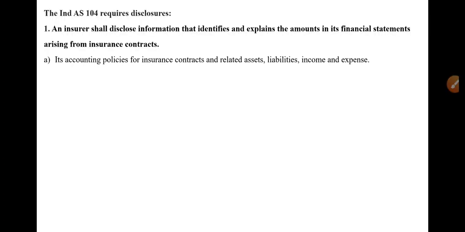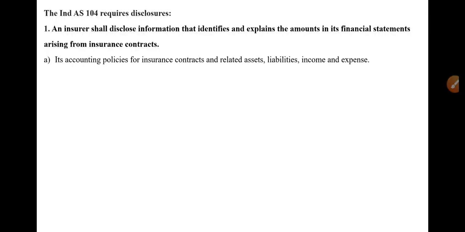the amounts in the financial statements, the information which exists in the financial statements, so that will be identified by certain things, and which will explain the amounts in the financial statements of insurance companies regarding insurance contracts. Okay, so that has to be disclosed to the interested parties. In that, its accounting policies for insurance contracts and related assets, liabilities, income and expenses. See, the company has to disclose in the financial statements as per Ind-AS 104.